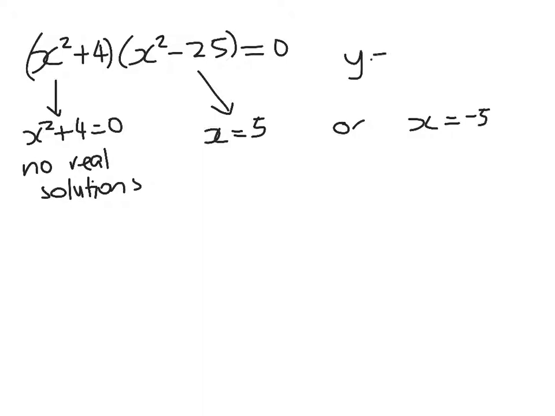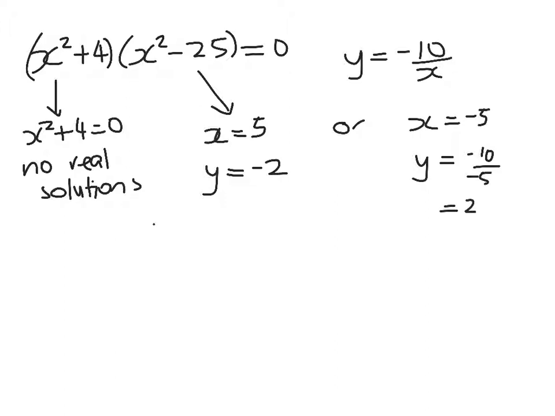And we remember that y was negative 10 over x, so we have to find the y to go with the x. So y will be equal to negative 10 over 5, negative 2, or y will equal negative 10 over negative 5, which is positive 2. So my two square roots are 5 minus 2i, or negative 5 plus 2i.